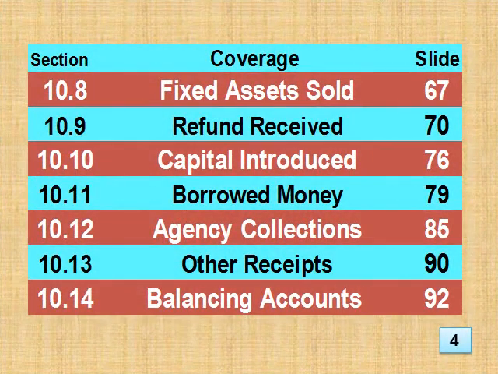10.8 Fixed assets sold is on slide 67. 10.9 Refund received is on slide 70. 10.10 Capital introduced is on slide 76. 10.11 Borrowed money is on slide 79. 10.12 Agency collections is on slide 85. 10.13 Other receipts is on slide 90. 10.14 Balancing accounts is on slide 92.